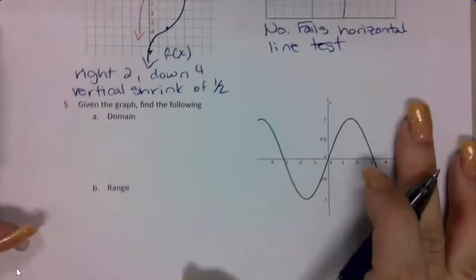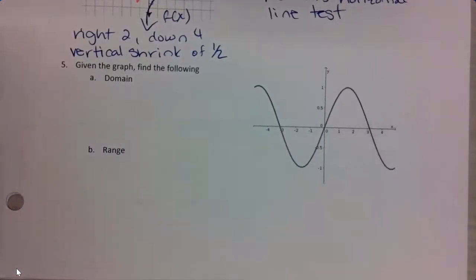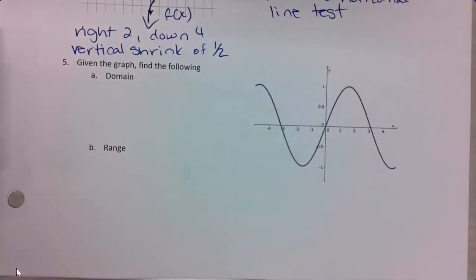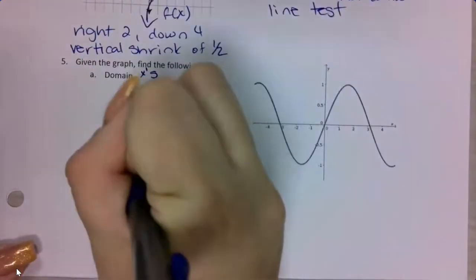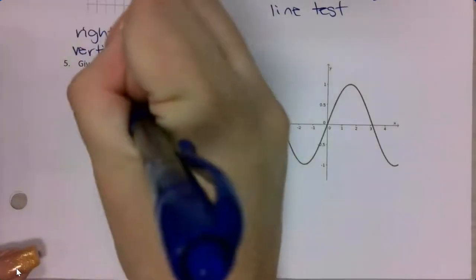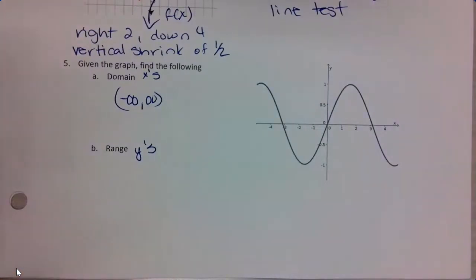Number 5 gives me this graph and it wants me to find the domain and range. Because this is like a calculator screen and it's cutting off, I assume it's going left and right forever. Remember, domain is my x's, range is my y's. So it goes left and right forever. That's going to be negative infinity to positive infinity. Whenever I write infinities, they always get parentheses.